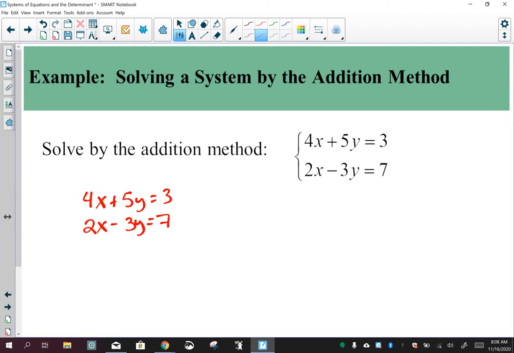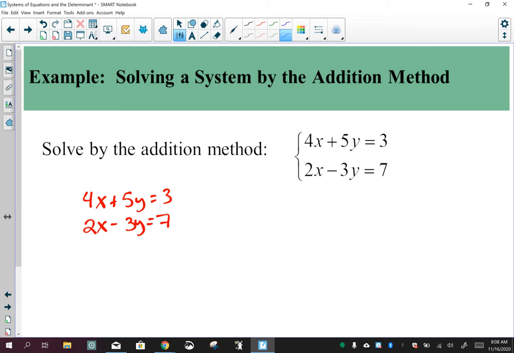So now what I want to do is pick one of the variables to get rid of. Which one do I pick? Well, here's the key. First thing you want to do is ask, can I go ahead and cancel? If I'm looking at here, if I combine the 4 and a 2x together, I get a 6. If I combine the 5 and a 3 together, I get a 2. So no, I can't cancel anything as it's written.